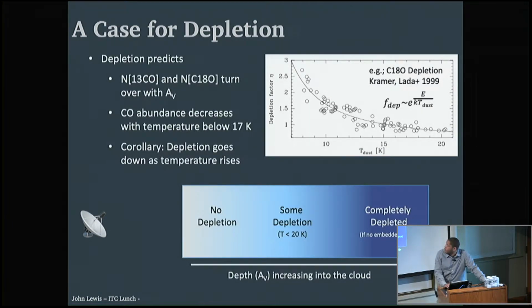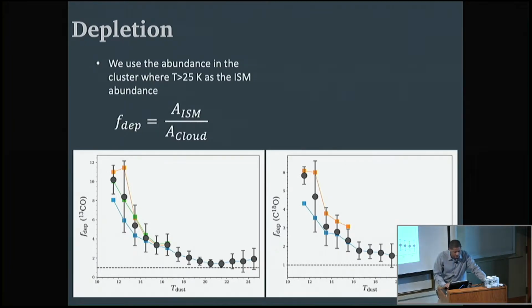Depletion would predict that if you measure the depletion, which is the ratio of the cloud abundance to the ISM abundance, it should go down with temperature, because as the average line of sight temperature in the cloud goes up, you can liberate more CO from the grains, and your actual gas phase abundance will be higher. This is what Charlie Lada and Kramer did in 1999, and we see that exact signature in California. As you go higher in dust temperature, your depletion goes down to 1.